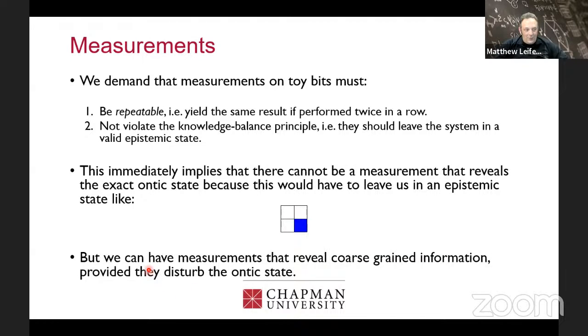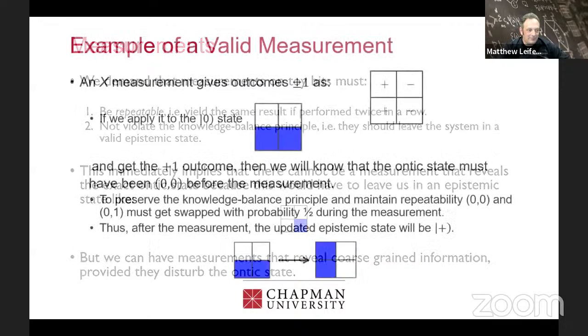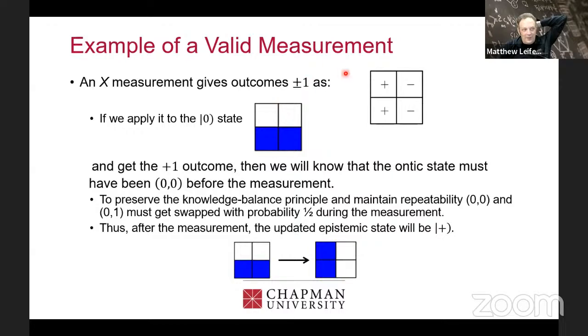Now, however, we can have measurements that reveal coarse-grained information about the ontic state, provided they also disturb the ontic state. So we're really deriving in this theory, from the fact that we want the knowledge balance principle to hold, the fact that measurements must disturb the system. So here's an example of a valid measurement. I'll call this an X measurement. And let's suppose it has 2 outcomes, +1 and -1. If I'm in either of the left 2 ontic states, it gives me the measurement outcome +1. If I'm in one of the right 2 ontic states, it gives the answer -1.